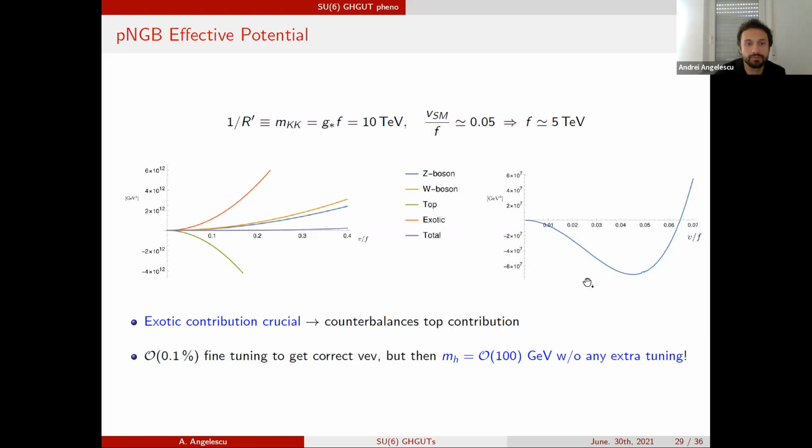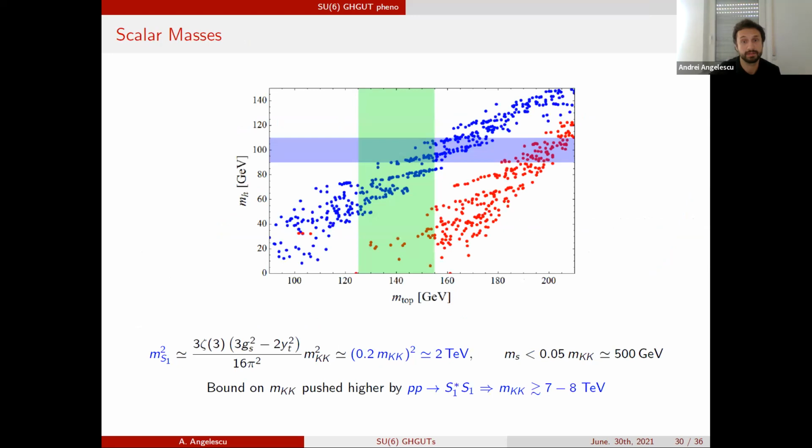And here in this plot, you can see that there is still some fine tuning in our model, because f is pretty high, MKK is pretty high with respect to the Higgs mass. The way you can intuitively see this tuning is that you have these large four contributions, which somehow cancel to something that looks pretty flat. But even though you have to fine tune once to get the right VEV, the Higgs mass then comes out in the right ballpark and without any extra tuning. This is shown in this plot here that we have.